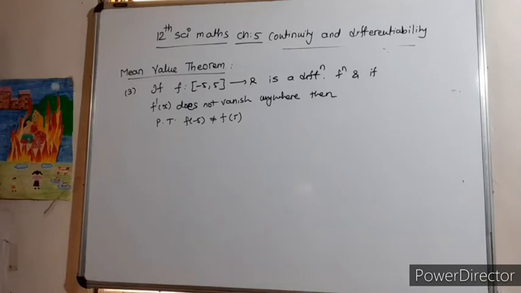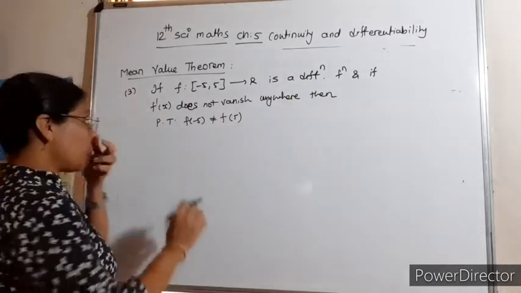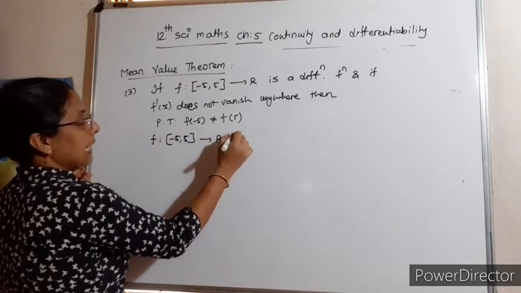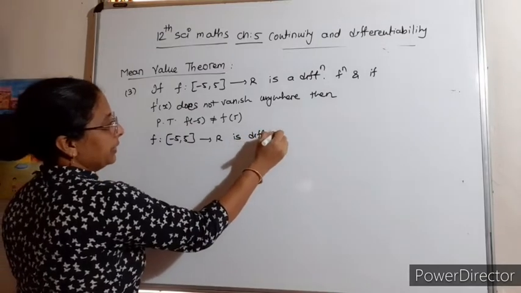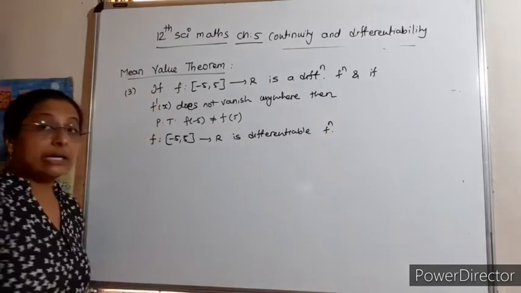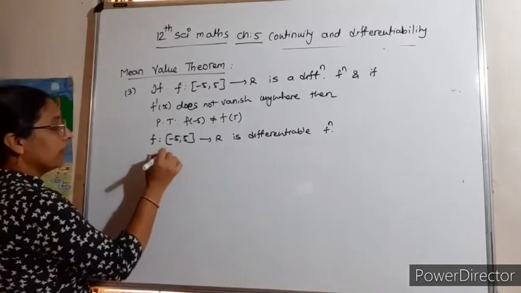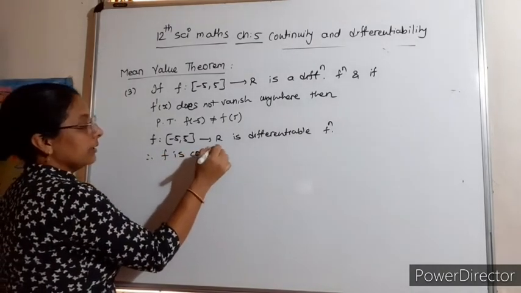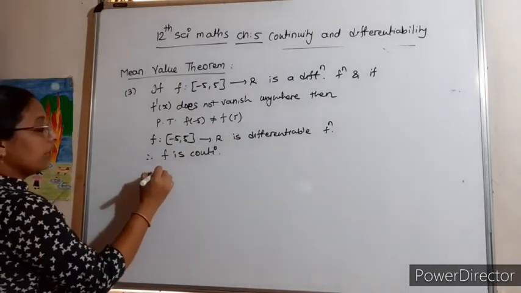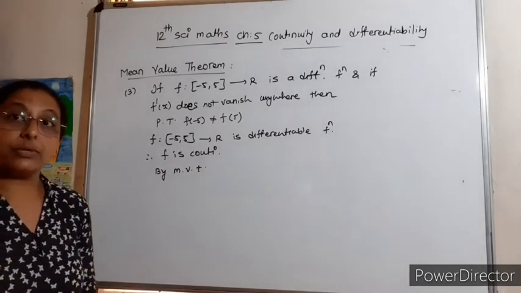आपको prove करना है. Here it is. This function is given, f from [-5, 5] to R is a differentiable function, and every differentiable function is continuous. We know that. So f is continuous.